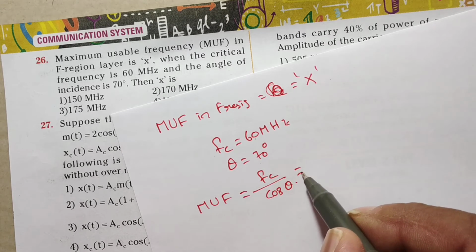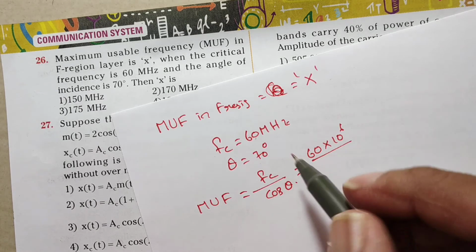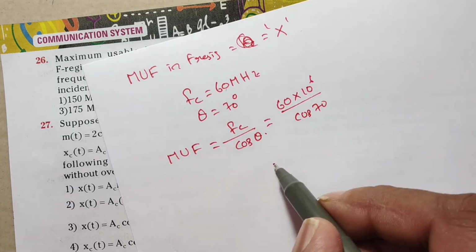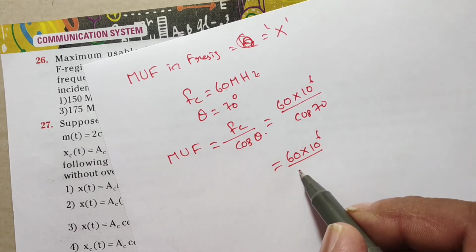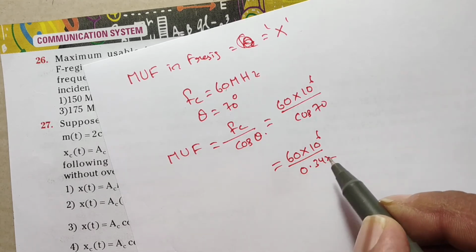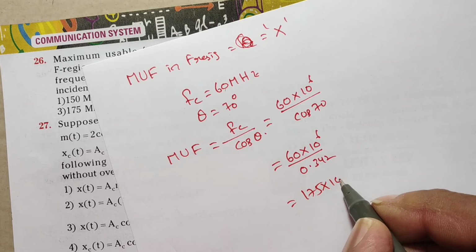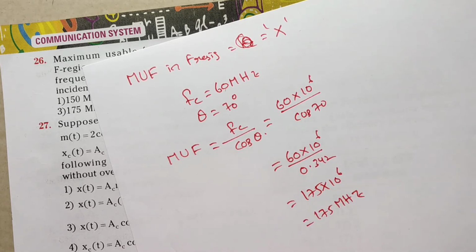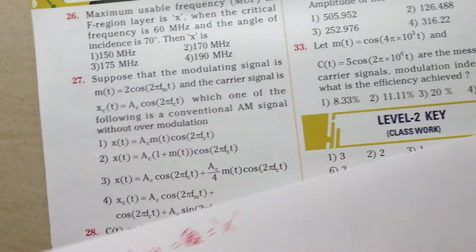Now, FC they have already given as 60 megahertz, 60 into 10 to the power of 6, divided by cos theta, which is 70. After substituting the values, 60 into 10 to the power of 6 divided by cos 70, whose value is around 0.342. Now 60 divided by 0.342, we get 175 into 10 to the power of 6. That means 175 megahertz is the answer. So which option is correct? The third option is the correct one.